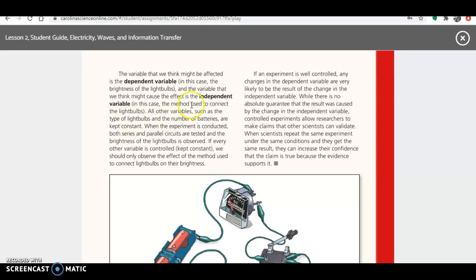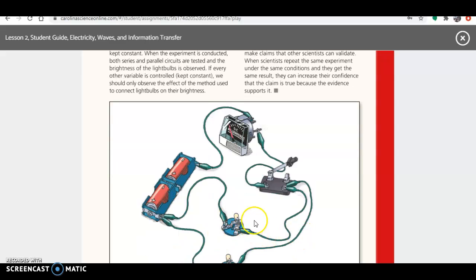So what they're saying here is that we can attempt to control everything, but some things are out of our hands. But by repeating experiments and keeping everything controlled, if the results are the same, the likelihood that the change in the dependent variable is due to the experiment that we did is higher. So in this case, if the results are the same, changing the batteries between series and parallel would cause the change that we would see in the light bulb brightness.